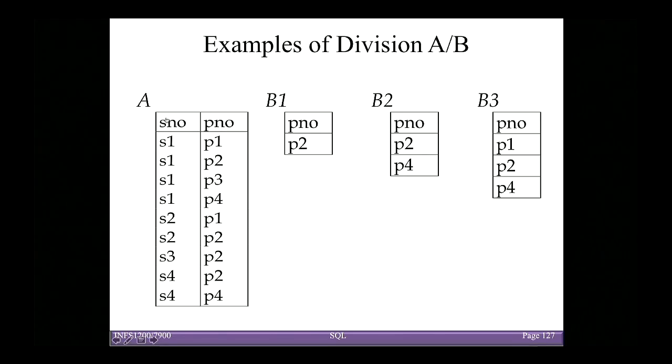Now, divisions can be extended beyond two attributes here and one attribute there, but they become pretty complicated and out of the scope of this course. So in our divisions, we're mostly considering tables where you've got these two attributes on this side and one shared attribute on the B side. So here I have S1, which is in relation with P1, P2, P3, P4, S2 with P1 and P2, S3 with P2, and S4 with P2 and P4.